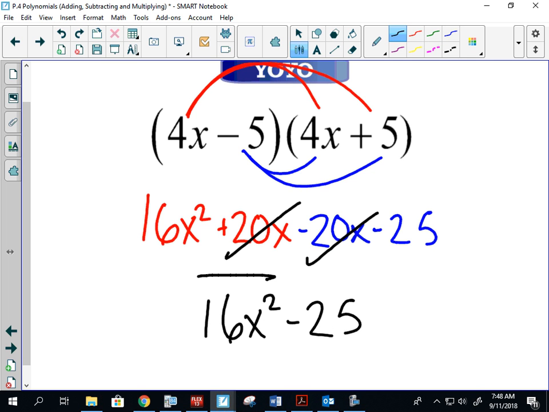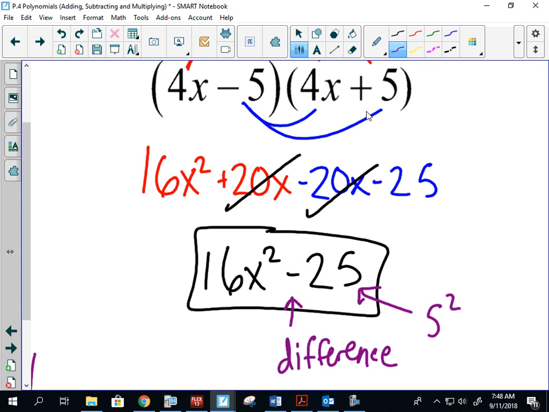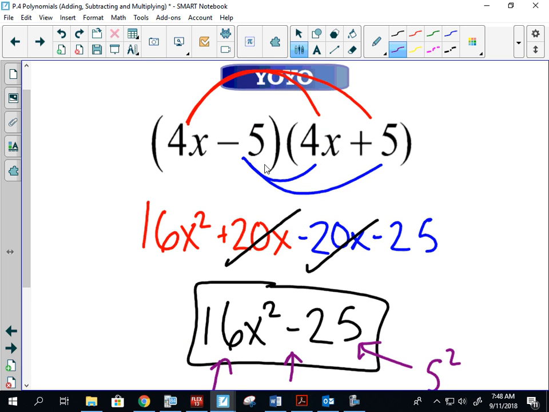We call this a difference of squares. Why is it a difference of squares? It's a difference of squares because it's subtraction. We call that a difference. And if I notice, on each side, we have squares. 25 is 5 squared, which was the 5 times negative 5 piece. And then 16x squared comes from the 4x being squared. That's why it's called a difference of squares. That'll happen anytime you have two binomials that look the exact same, just one's plus and one's negative.